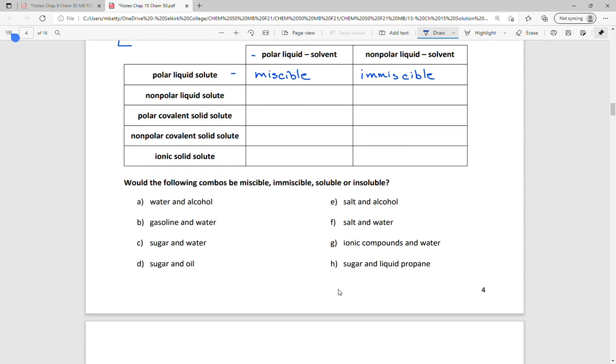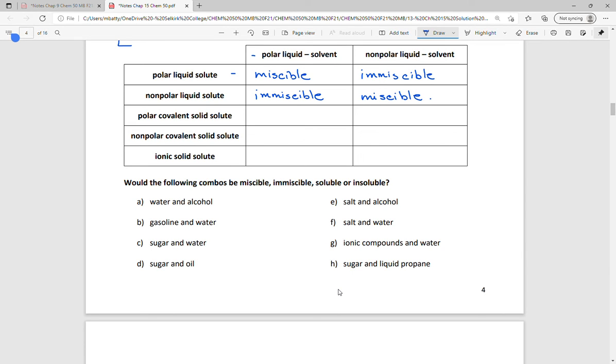Down here we get some more examples. So I like practicing these words, and then we'll practice the examples as well. So non-polar liquid in a polar liquid, that would be immiscible. They are not alike. Where a nonpolar solute in a nonpolar liquid, that would be miscible. They would mix because they are the same.